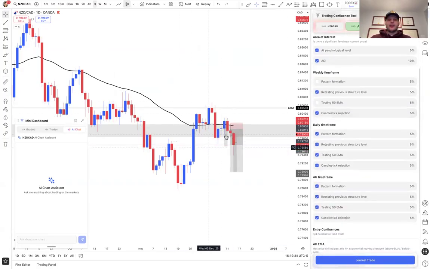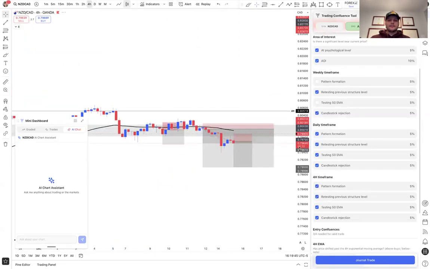Daily time frame, we have a head and shoulders pattern. We have a double top pattern. We're retesting the previous structure right here, retesting the EMA. We have the candlestick rejection, bearish engulfing candle, all that good stuff.